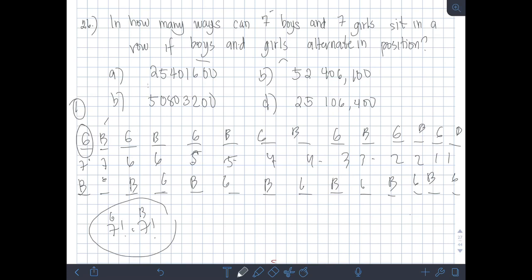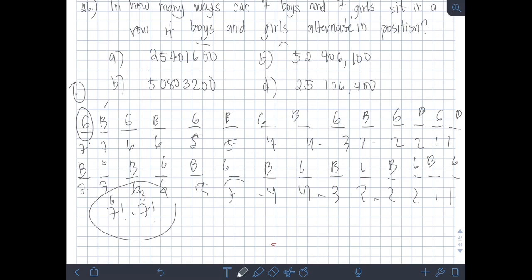parang ganun lang din. Kasi inuna lang din naman natin dito yung boy. So, sa first position ng boy, meron tayong 7 choices. Sa girls, meron din 7. Dito naman sa third position, meron naman tayong 6 choices na lang sa boys. Tapos sa fourth position, 6 na lang din sa girls kasi minus 1. And so on hanggang sa dulo. So, 5, 5, 4, 4, 3, 3, 2, 2, 1, 1. So, parang same lang din.